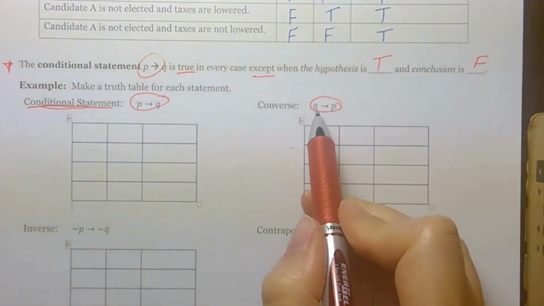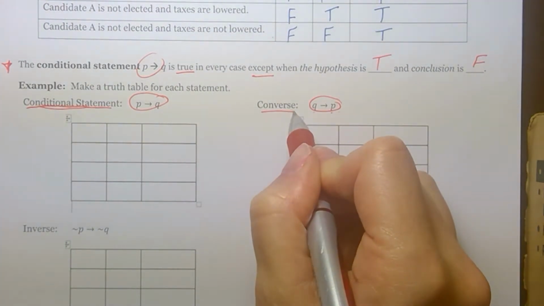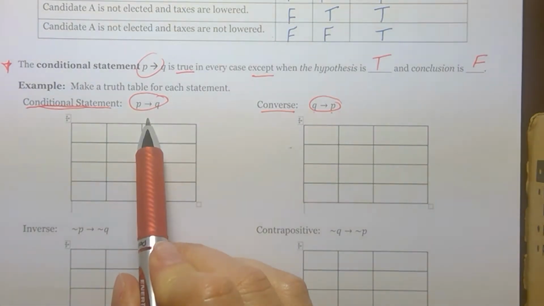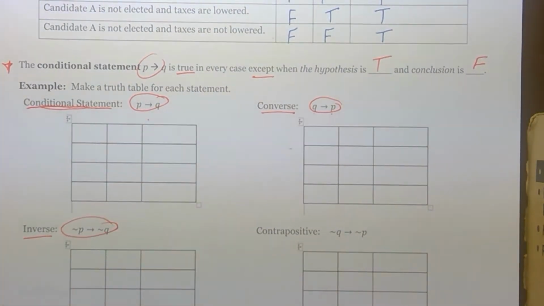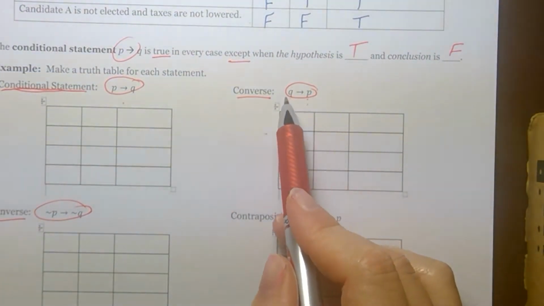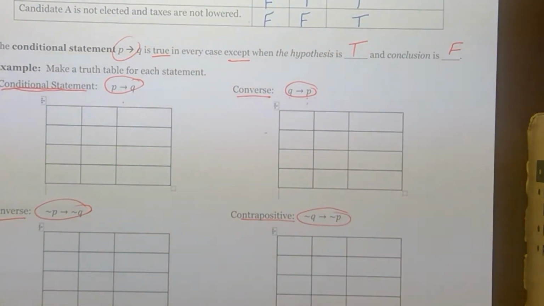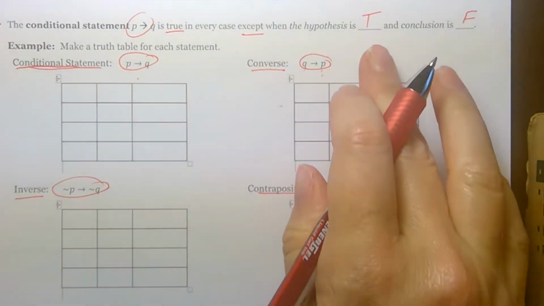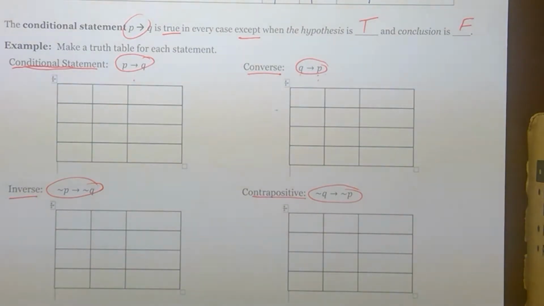If I reverse the order of the hypothesis and conclusion, I have the converse. If I take my conditional and I negate both statements, I have the inverse. And if I take my converse, where I have reversed the two, and negate both of them in that order, I have the contrapositive. Now, these 3 different types of statements are tied to our conditional statement. We're looking to see which of them are logically equivalent. Remember, logically equivalent statements have the same truth values in the same order.